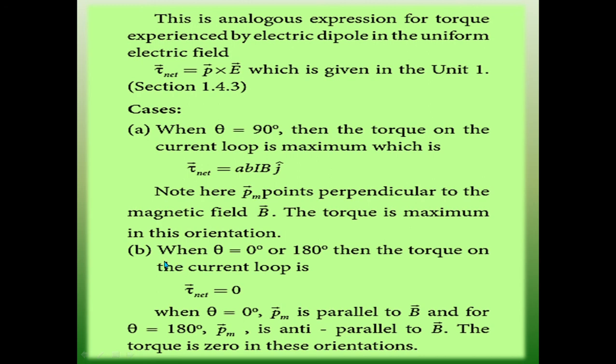Then the second case, when theta is equal to 0 degrees or 180 degrees, what happens? Torque is equal to 0 because sin 0 is nothing but 0. When theta is equal to 0 degrees, Pm vector is parallel to the magnetic field. There is no torque acting on the loop. For theta equal to 180 degrees, Pm is anti-parallel to the B vector. The torque is 0 in this orientation. This is a very important point for your objective type questions, children. Thank you.